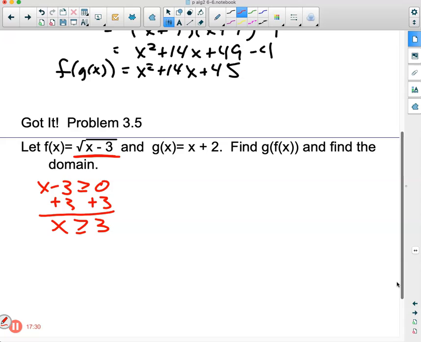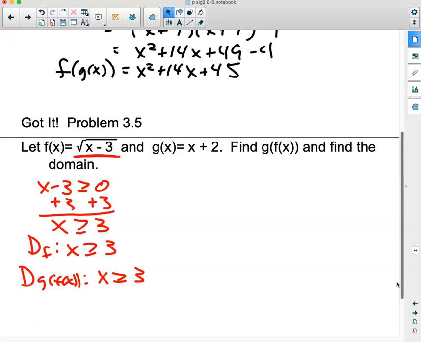So this new formula that we're coming up with, because the domain of f is x has to be greater than or equal to 3, the domain of g of f of x also has to be. Because that's the input. Notice we aren't even bothering to figure out what the domain of g is, because that's not input. We just need the input. All right.